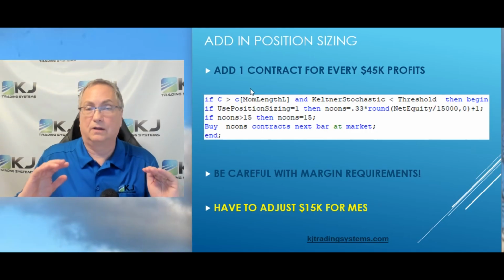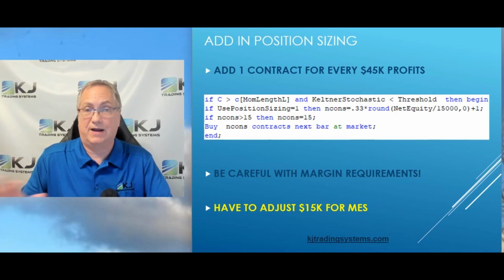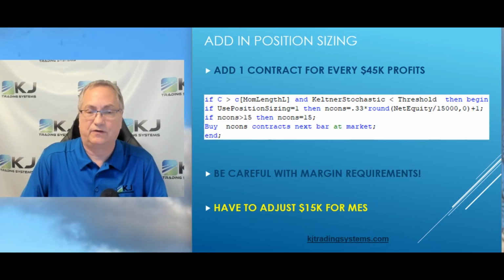You can do a lot of different position sizing techniques. I just picked this one. I tried not to fool around with it or optimize it. This is just something I think is a comfortable position sizing.